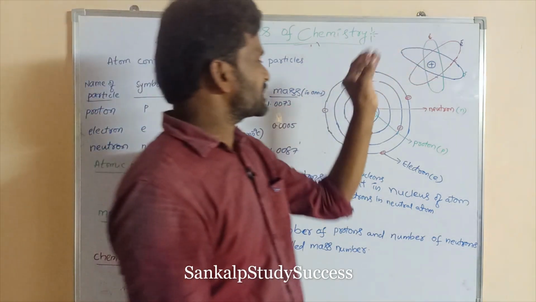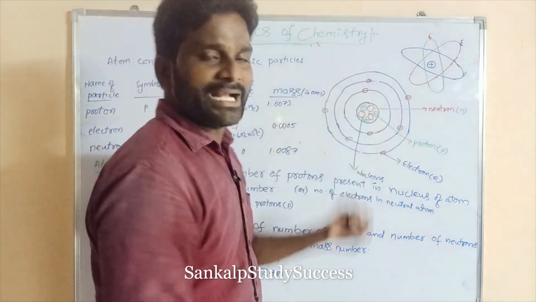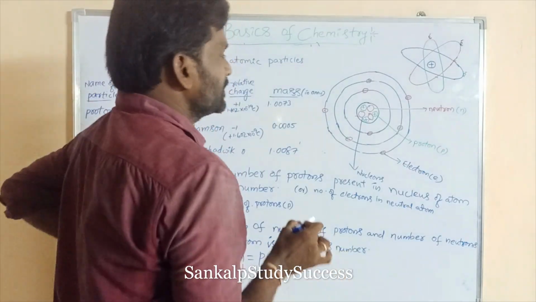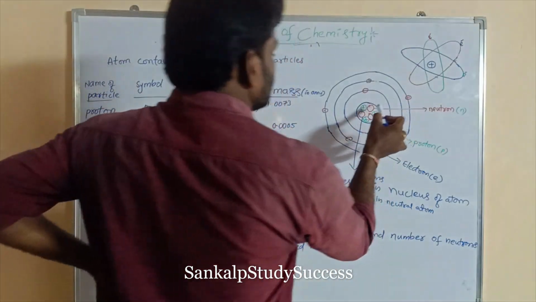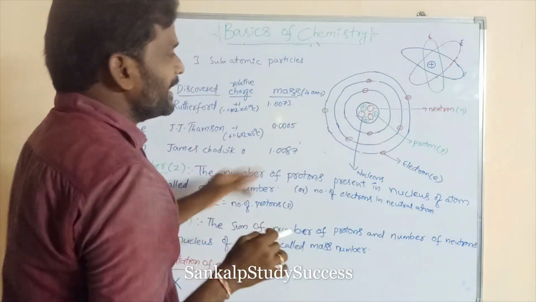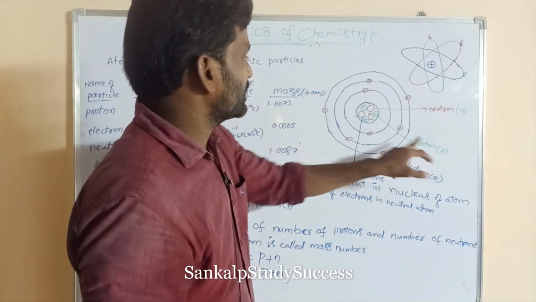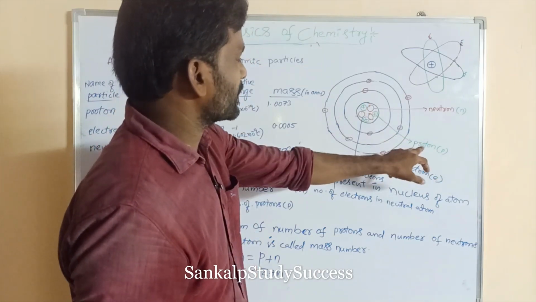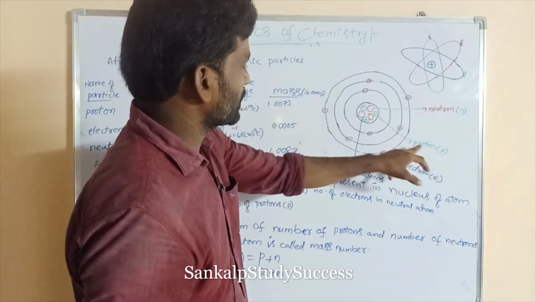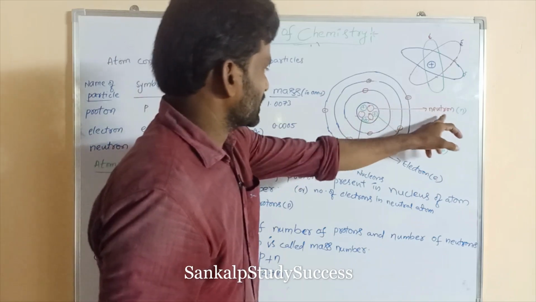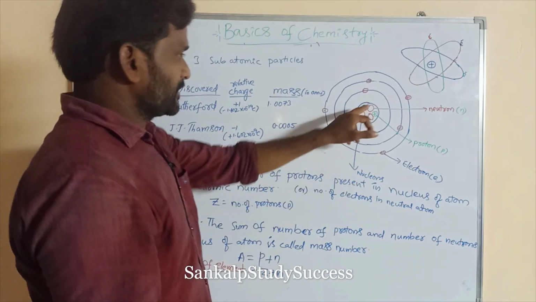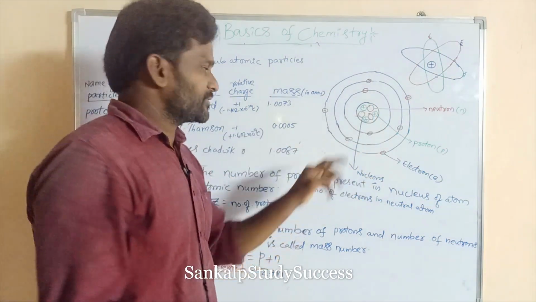So the atom is spherical in shape, and the mid part of the atom is said to be the nucleus. It contains protons and neutrons. The charge of a proton is positive. This positive charge is the proton, and these are neutrons. So protons and neutrons are present in the nucleus. These are said to be nucleons.